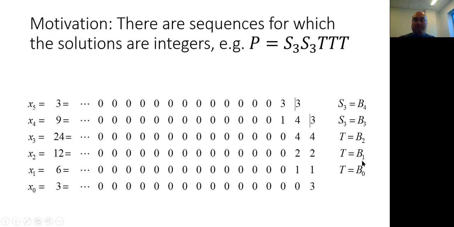My main motivation was to find all integer cases, in the sense of for which sequences of operations the numbers xi are integers. Here you see one such example, S3, S3, TTT. The answer is 3, 9, 24, 12, 6, 3. Indeed, if you apply to these numbers these operations in the given order, you return again to 3. It is not known how to classify all such periodic sequences.